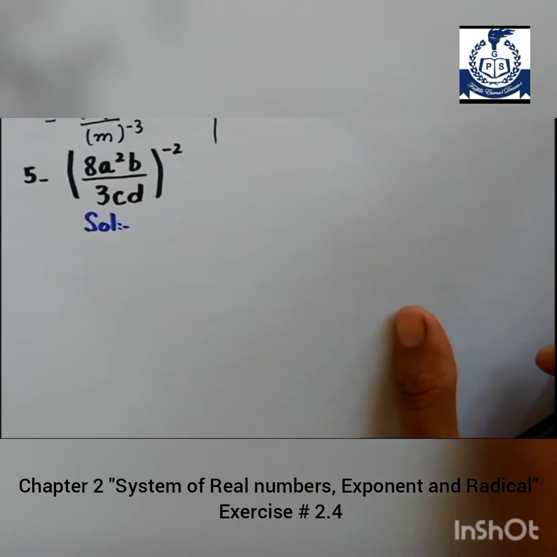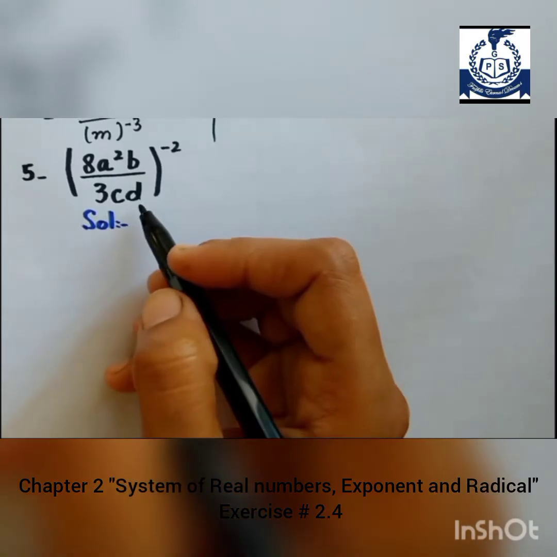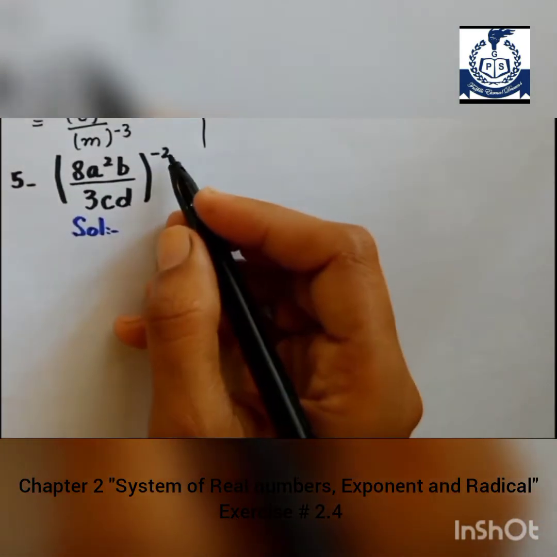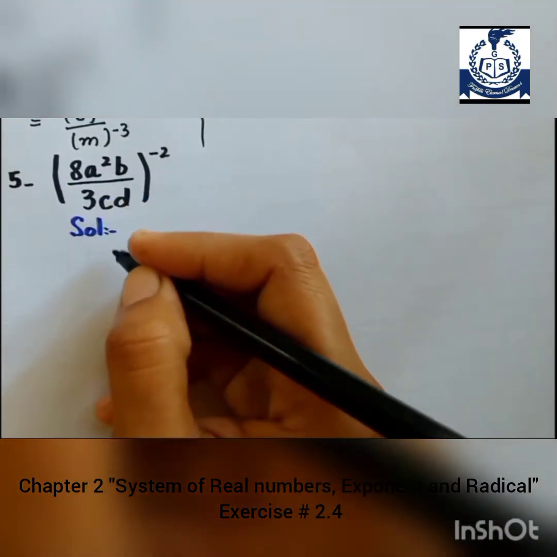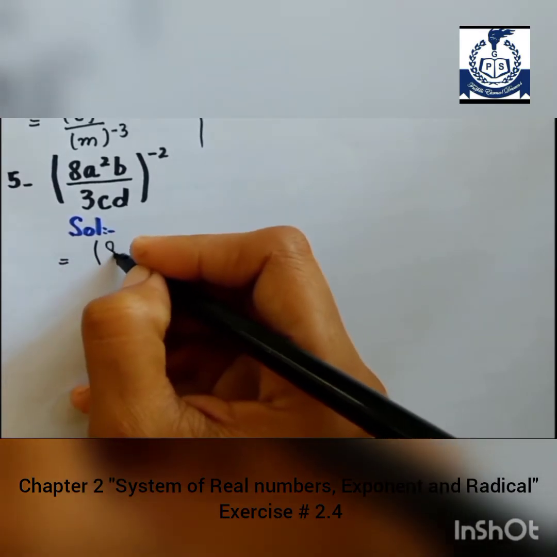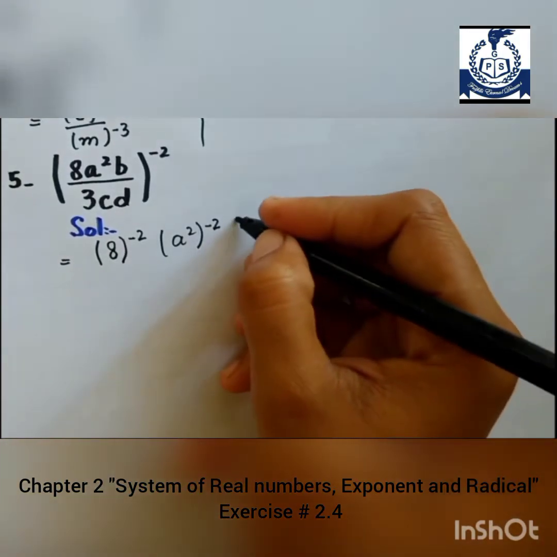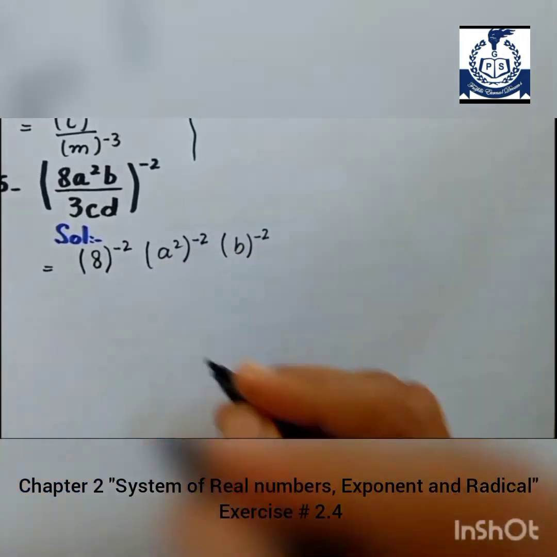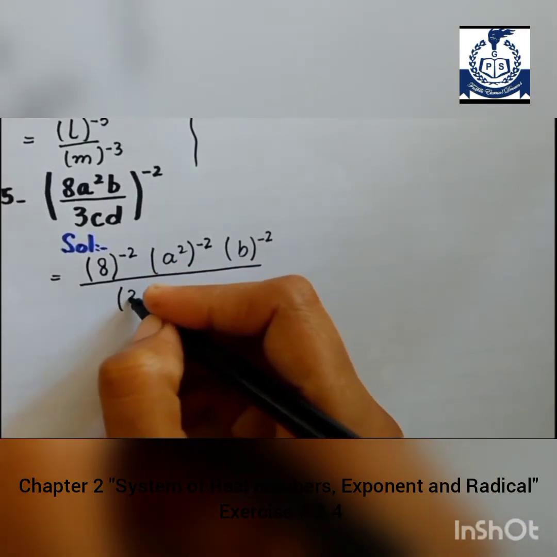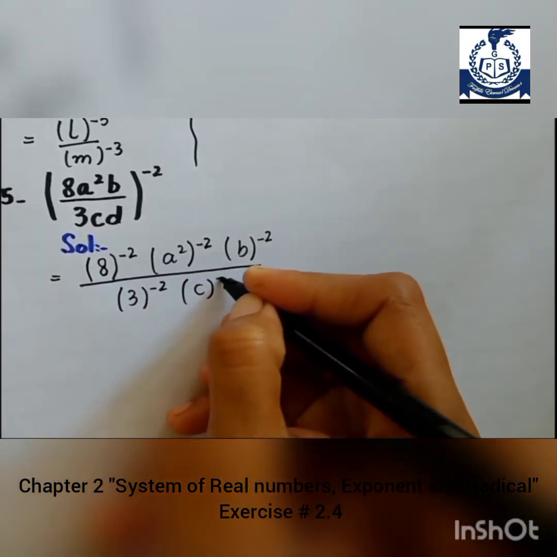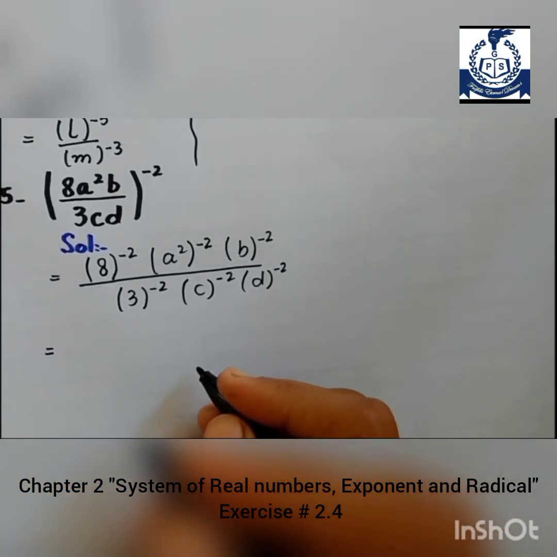Question number 5. (8a square b divided by 3cd) whole power minus 2. Minus 2 power is also with 8a square b and minus 2 power is also with 3cd. So we can write it in a separate form. So 8 has power minus 2. a square has power minus 2. b has power minus 2. Divided by 3 has power minus 2. c has power minus 2 and d has power minus 2. So we write all the terms in a separate form.